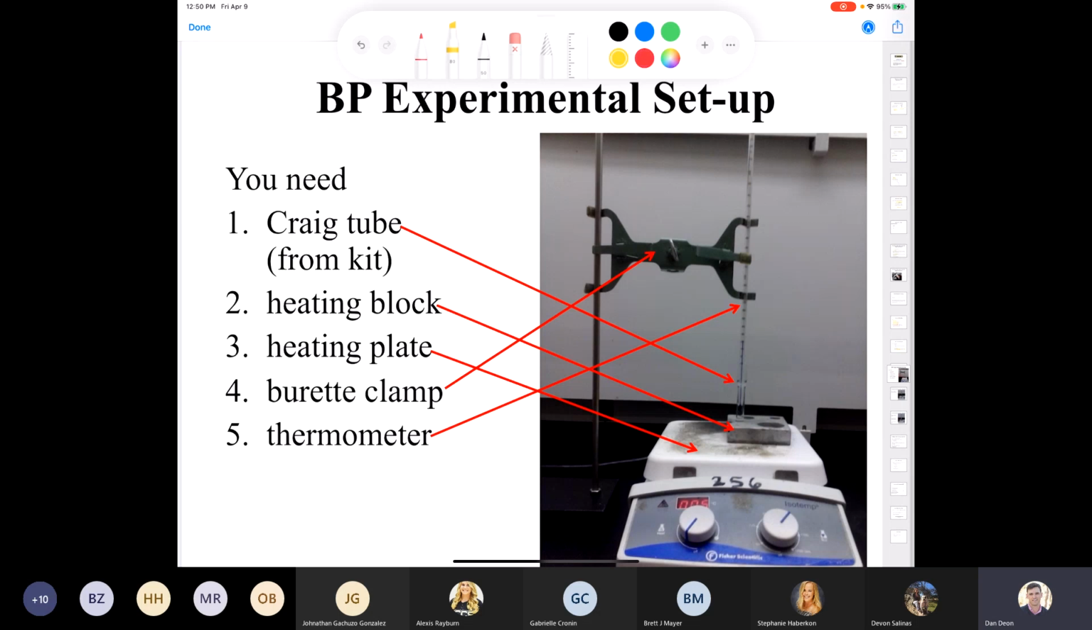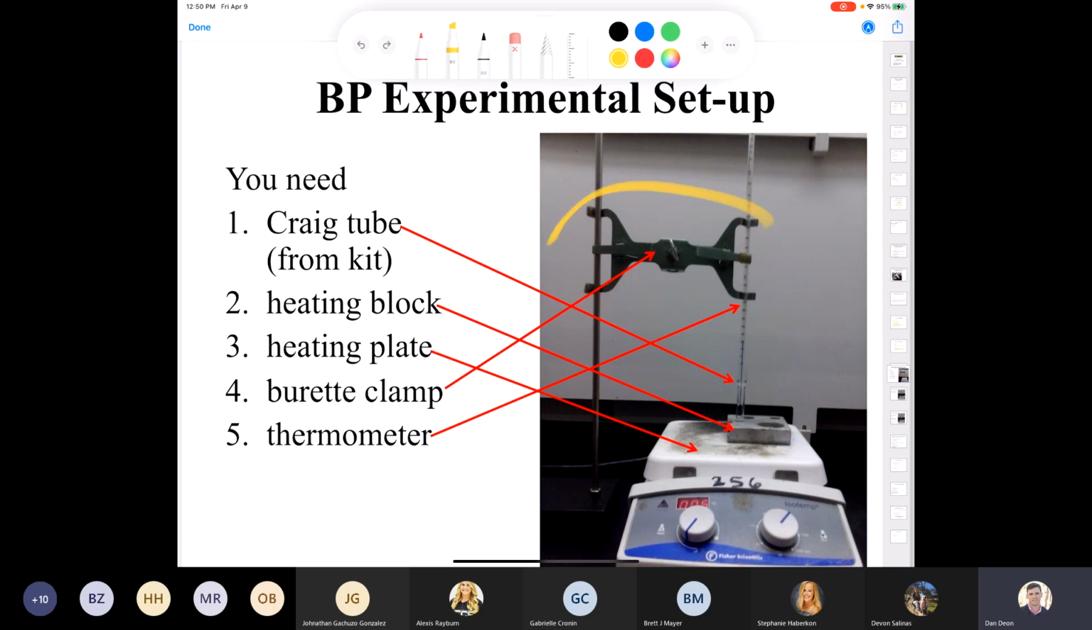You've probably all noticed these little metal blocks that are in all of the labs, in all of the fume hoods. You'll see that there's one for every hot plate, so you'll have two in your fume hood, but you just need one. So you need a heating block, then of course you need a hot plate. Everybody knows what that is.